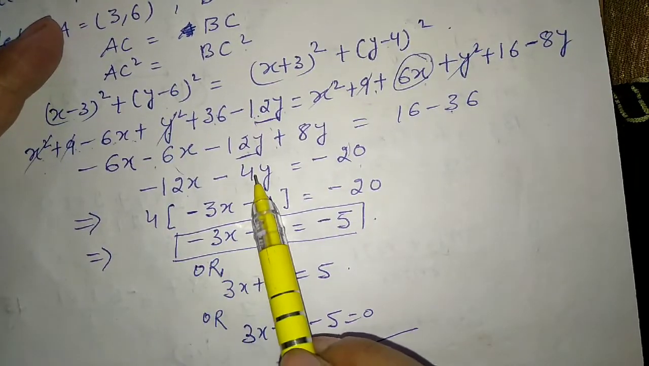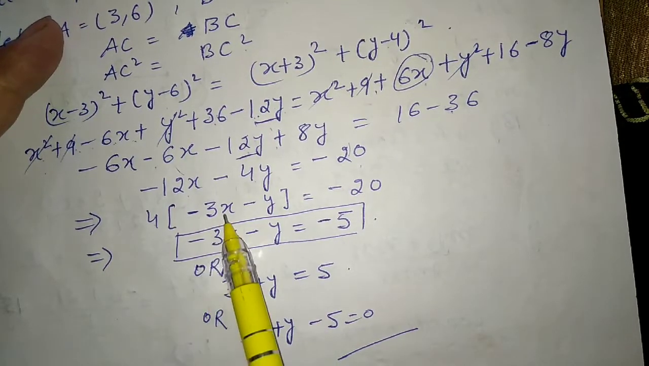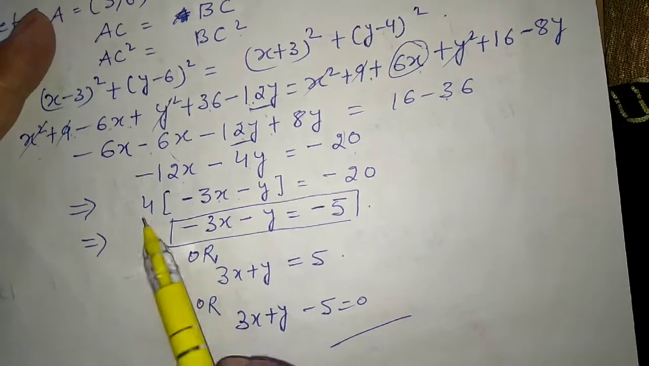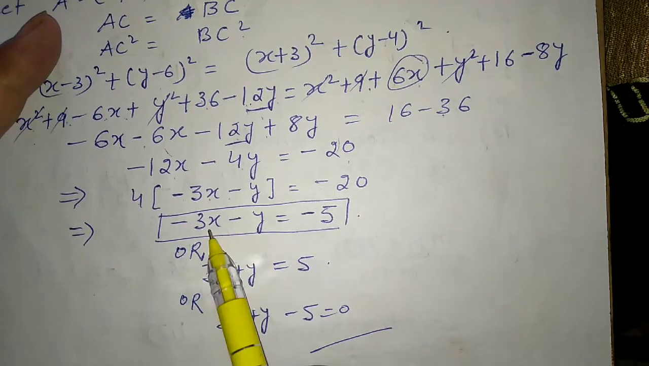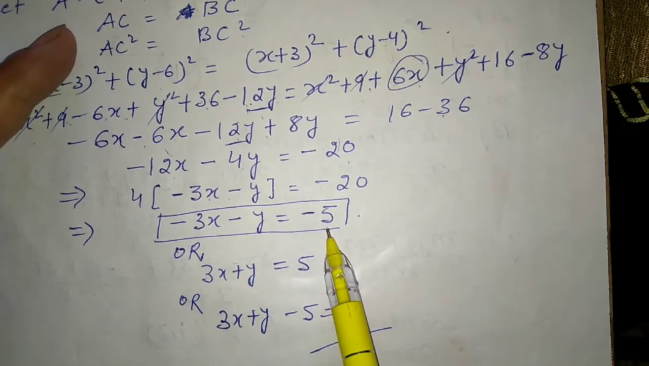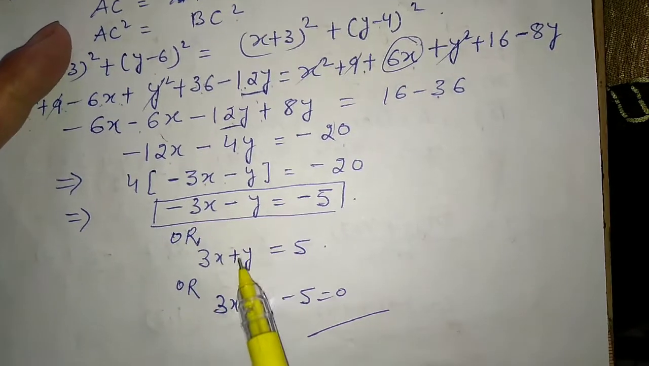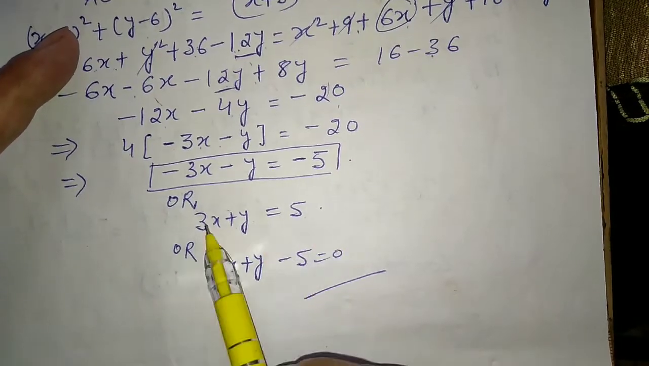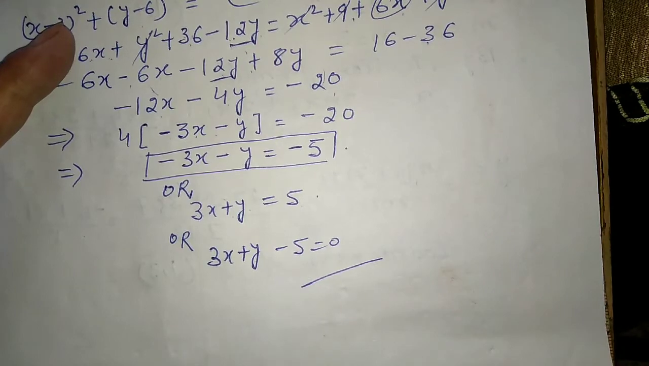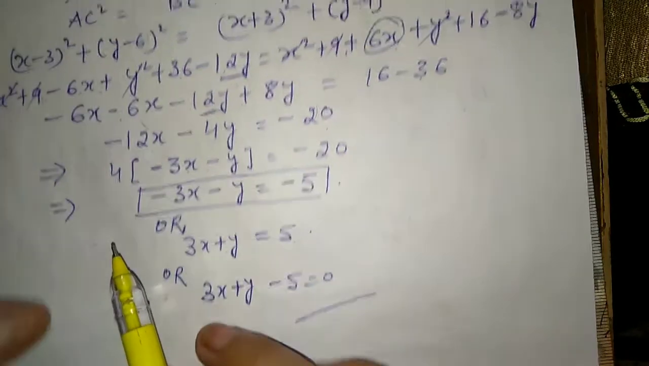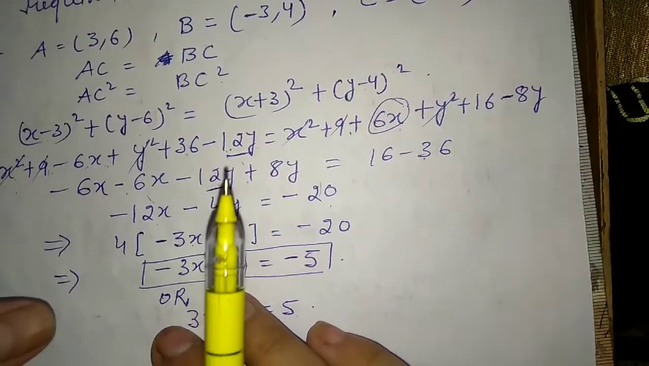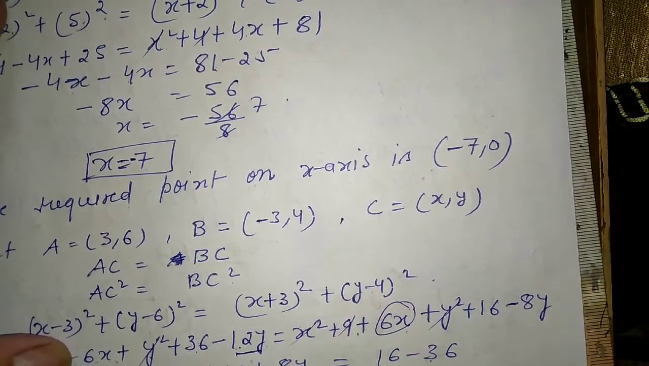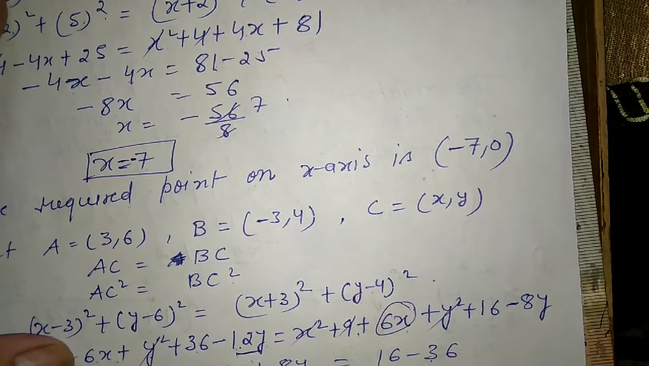So we can take 4 as common. Minus 3x minus y is equal to minus 20, and this 4 will transpose to the right side. Minus 3x minus y is equal to minus 5, or we can take the minus sign as common, so 3x plus y is equal to 5, or we can take 5 to the left side, so 3x plus y minus 5 is equal to 0. So like this we can complete this exercise with the single formula, that is the distance formula. In the next video we will discuss the section formula.